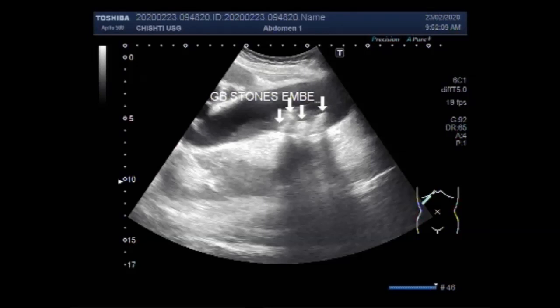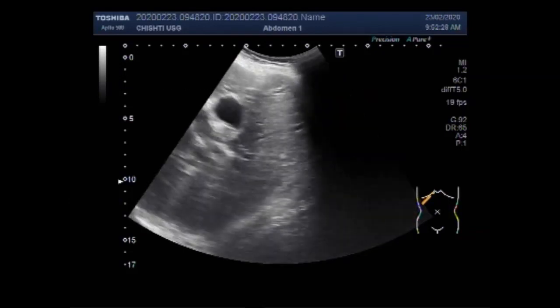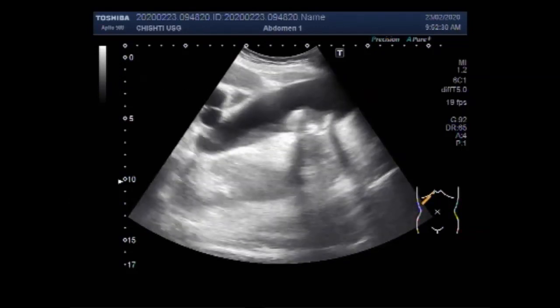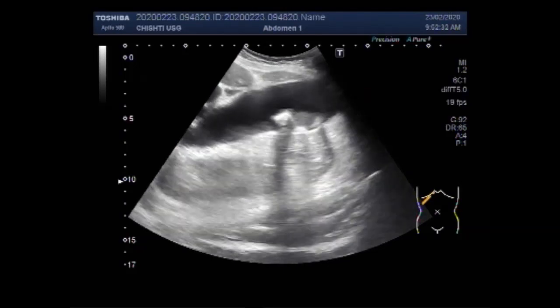You can see the gallstones that are impacted in the thick sludge. Now again you can see these multiple gallbladder stones.